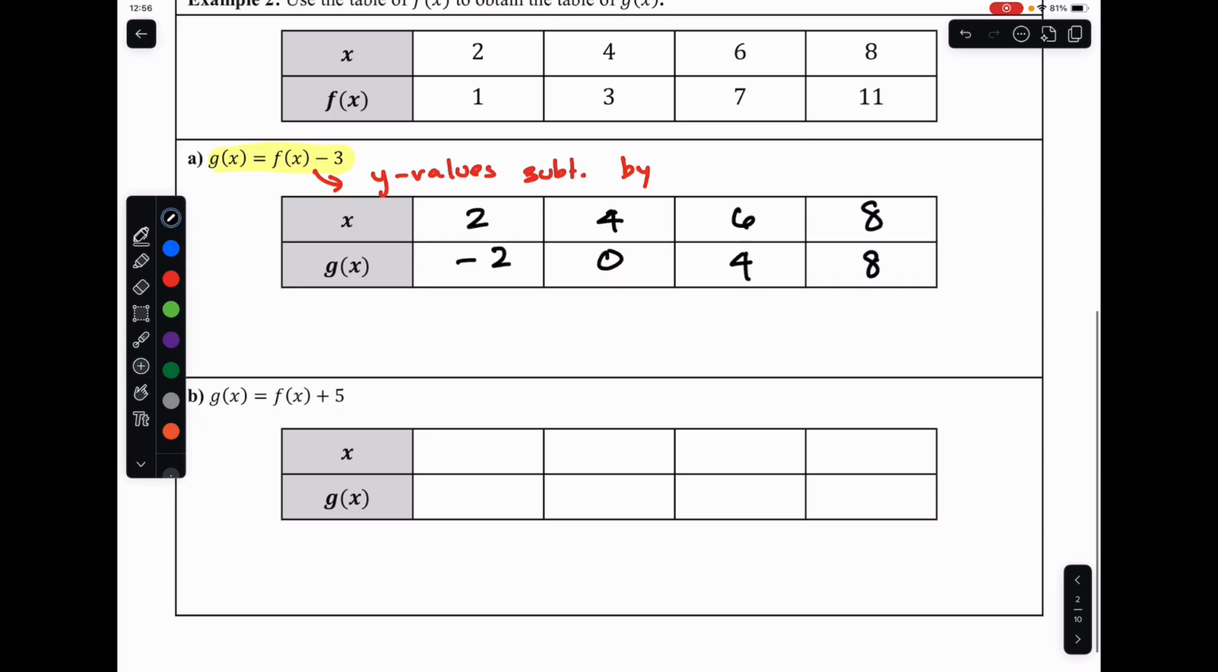So for part B, for 2a, we ended up with that table. Now for 2b, we're going to create the table for g of x, which is f of x plus 5. So our x values are yet again going to stay the same, but our y values are going to increase by 5. Not from the previous one, but from the original y values that we have of f. So we want to get the f of x values, which are these values right here in yellow, and add 5 to those. So 1 plus 5, 3 plus 5, 7 plus 5, and 11 plus 5. And this is going to be the table for g.